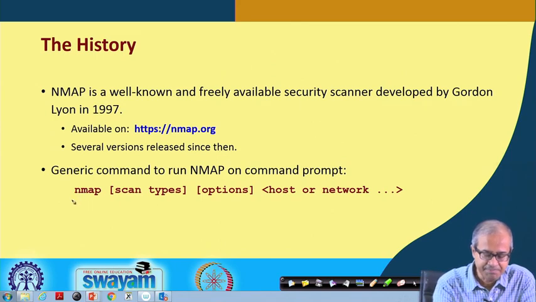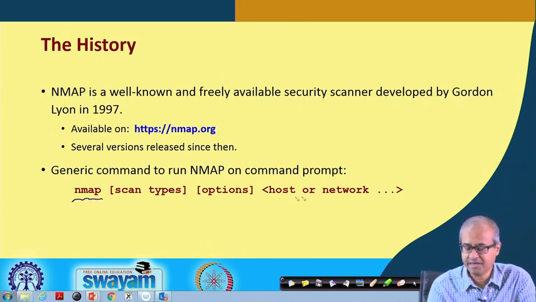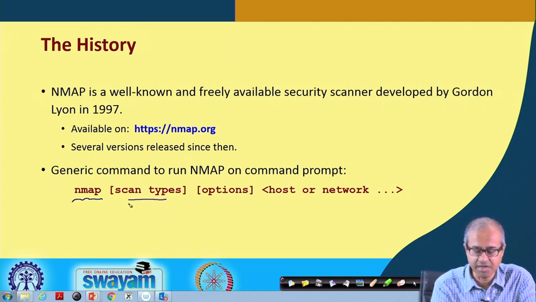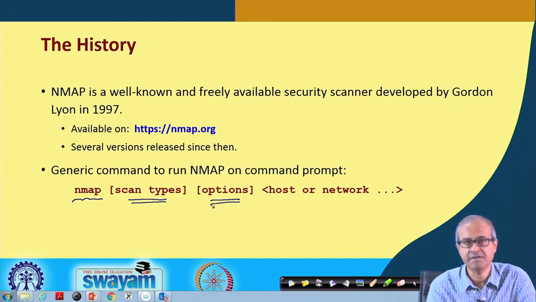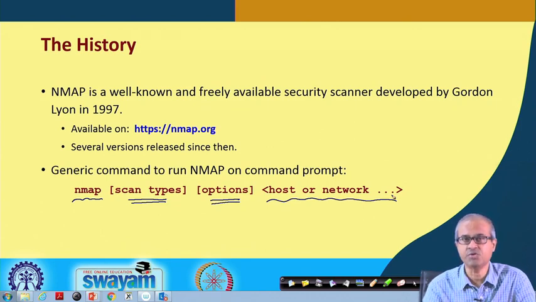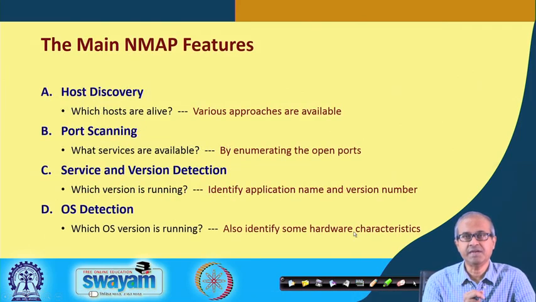The command is nmap. Then there are a number of optional things: you can specify what kind of scan you are trying to do, there can be various options you can specify, and you can tell which host or which network you are trying to scan. So broadly there are three things you specify: what is the type of scan, what are the options that you want to exercise for scanning, and what are the hosts or networks that you want to include in the scan. Okay.